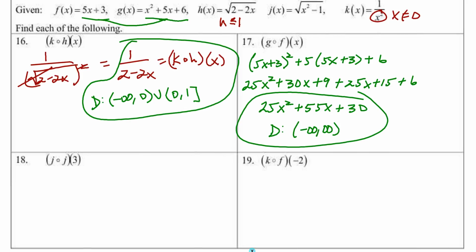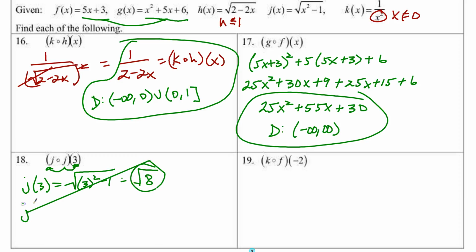J of J of 3. Because I'm plugging in a value, I don't need to necessarily worry about the domain restrictions. I'm just going to plug the value in, starting by plugging 3 into the first J, and then get that output and plug that into the second J. So I'm going to find J of 3. J is the square root of 3 squared minus 1, so that's going to be the square root of 8. Now 8 is my input that I'm going to plug in.